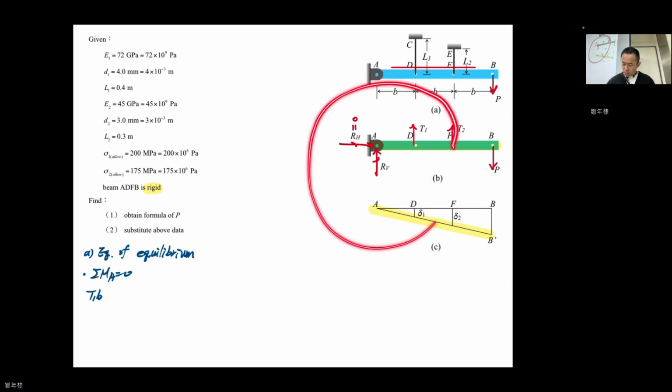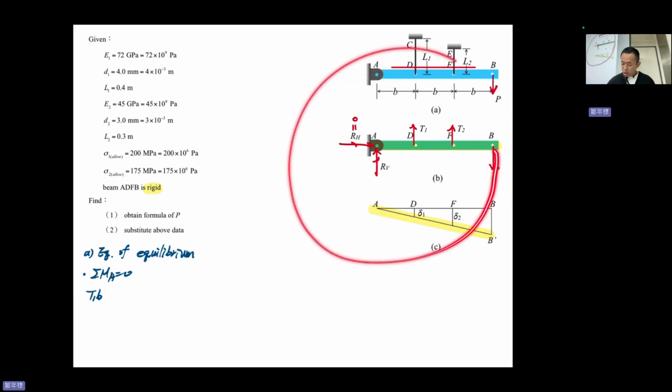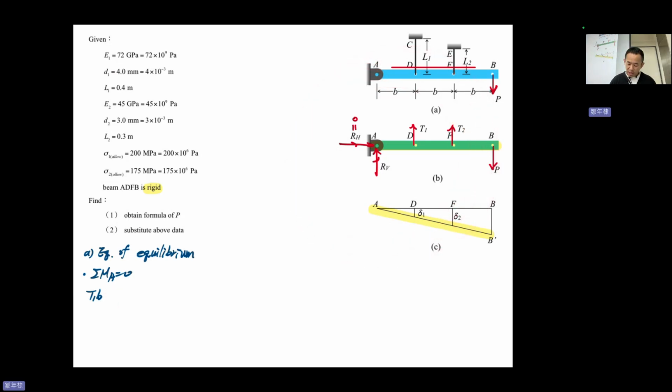T2 is counterclockwise, positive. P is clockwise, so P will be negative. So T1 B plus T2 2B, with the force arm doubled, minus P 3B equal to 0. So T1 plus 2T2 equal to 3P. You see, only one equation, but you have two unknowns.